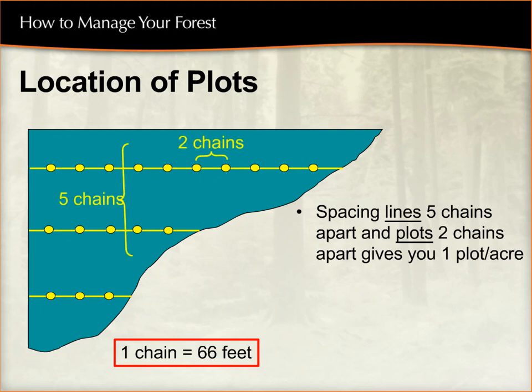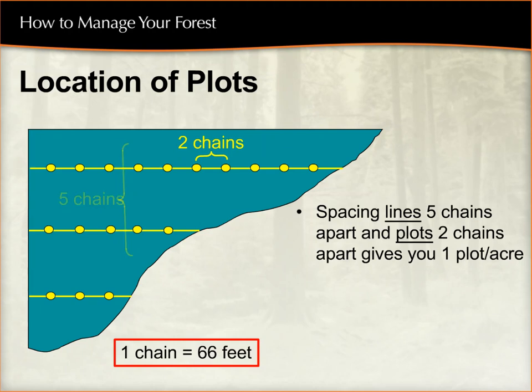A good starting place is to space your lines 5 chains apart and your plots within those lines 2 chains apart. Now, a chain is a unit of measure commonly used in surveying and timber cruising that's 66 feet. When we space the lines 5 chains apart and the plots 2 chains apart, that will give us a sampling intensity of 1 plot per acre.